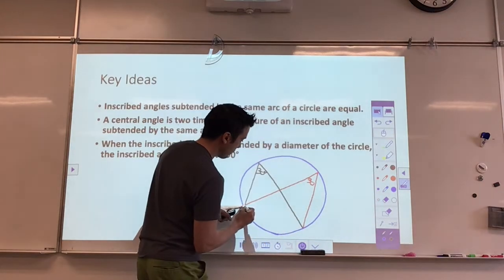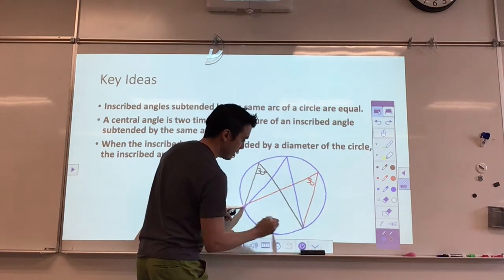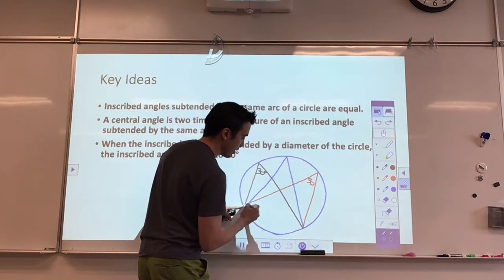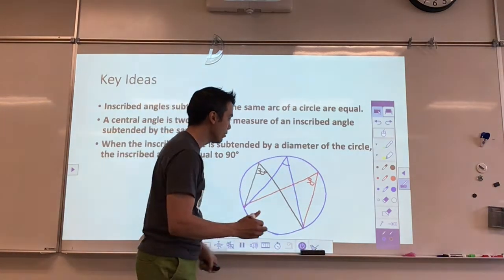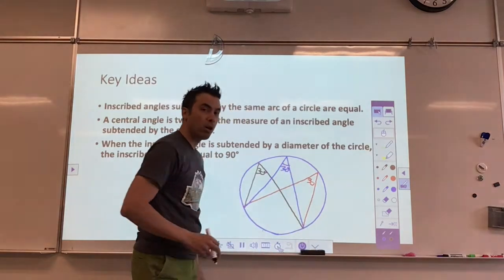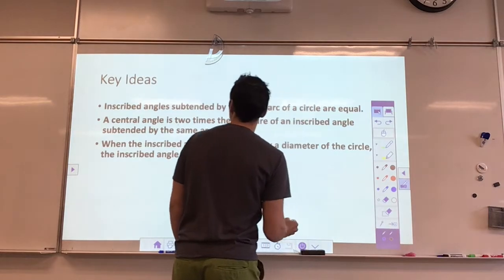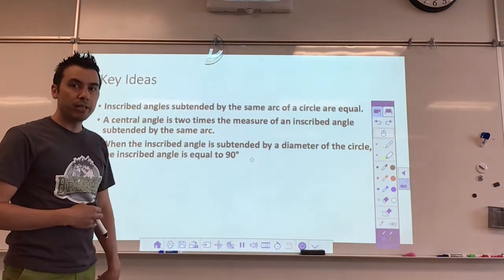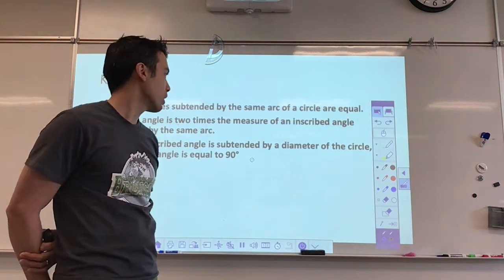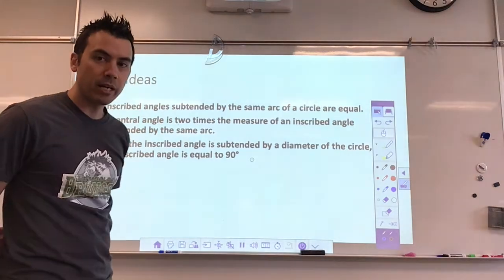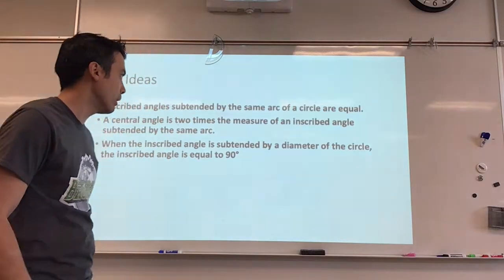One more. I'm going to draw another inscribed angle right here standing on the same endpoints, being subtended by the same arc. As long as these endpoints are the same, all of these inscribed angles are the same. They're all going to be 30. That was our first point. The central angle is twice as much as the inscribed if they're standing on the same arc. We already talked about that. And if we have a diameter, the inscribed angle is going to be 90. We just talked about that as well.